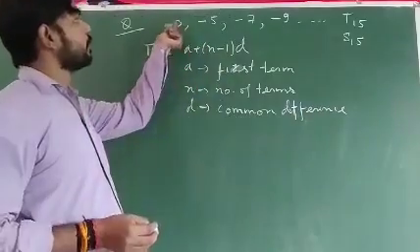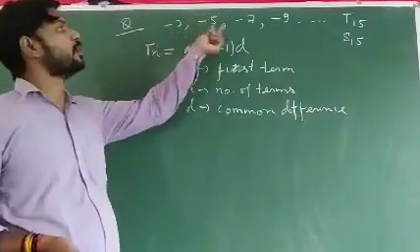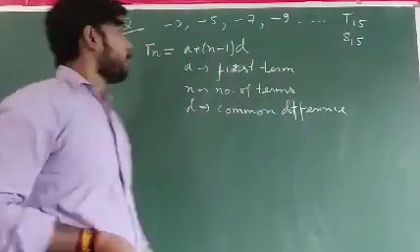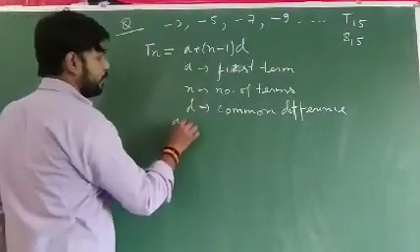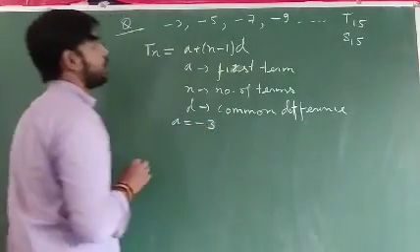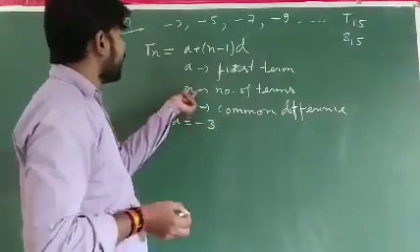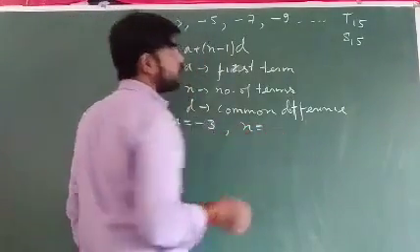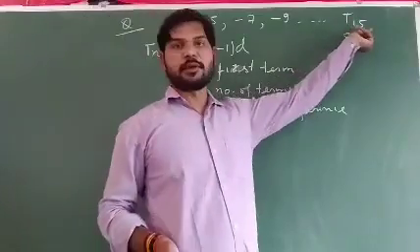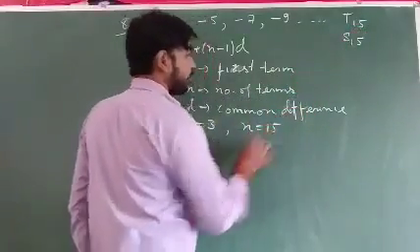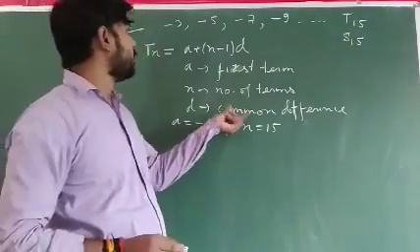Therefore in our case, -3, -5, -7, -9 and so on, the first term a will be -3, and n is unknown here, but it is asked that you calculate the 15th term, which means in place of n we will use 15.